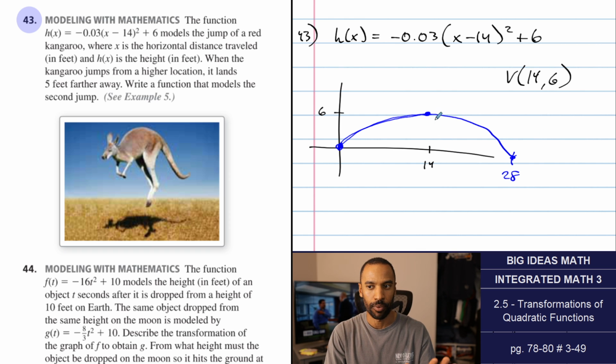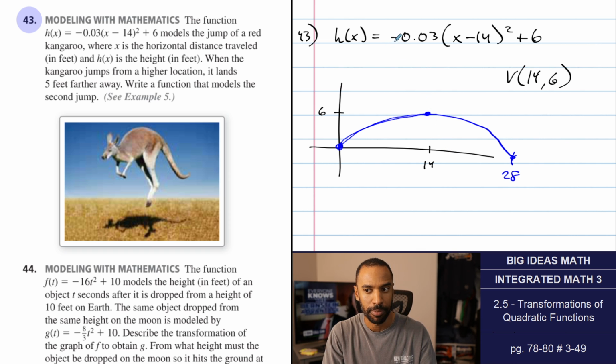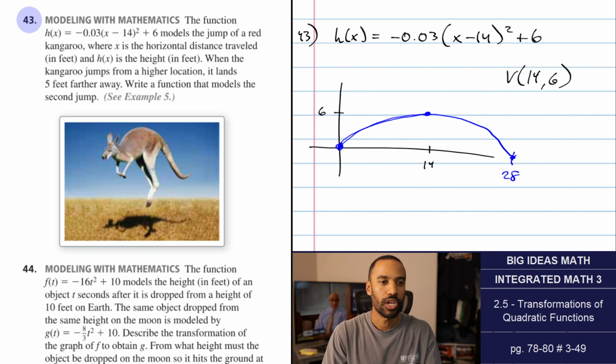But this is my idea of what the graph would be. It would be an upside down graph because of the negative. It would be hitting a maximum height here and going back down. So let's go ahead and use the graphing calculator. Let's type this information into it and let's see what it does.